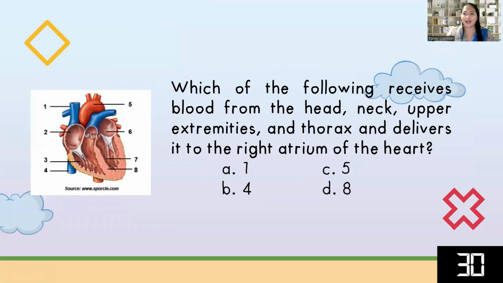Question number 25. You may use the image on the left side to answer this question. Which of the following receives blood from the head, neck, upper extremities, and thorax and delivers it to the right atrium of the heart? Is it A, 1, B, 4, C, 5, or D, 8? Key in your answer in the comment section.